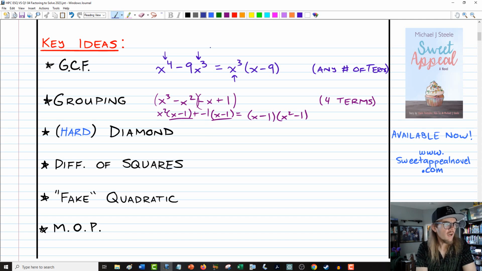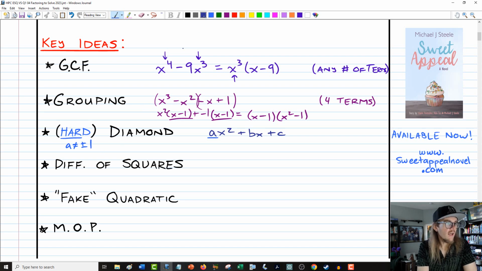For the hard diamond, we've already covered that in a previous video in this ESQ model series, so I'm not going to go into as much depth, but basically the diamond or hard diamond, both of them are possible considerations when looking at a trinomial. So the classic ax squared plus bx plus c. If the problem is a hard diamond, that means this leading coefficient a does not equal plus or minus 1.